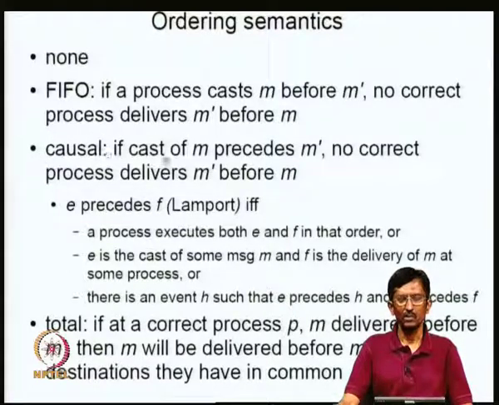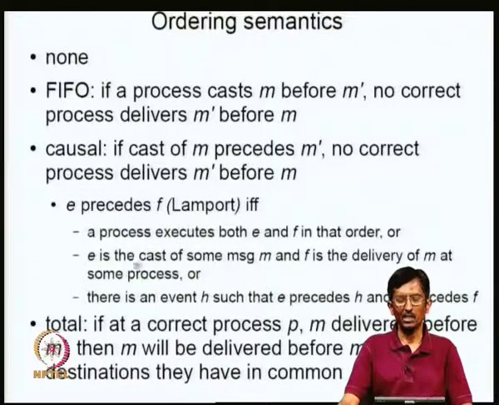What about causal? If the broadcast or multicast of M precedes M prime, no correct process delivers M prime before M. Now, there is a notion of precedence. I think last time we mentioned that there is a way to order events in a distributed system that is due to Lamport. We went through it a bit last time. Basically, all it says is that if, for example, a process executes E and F in that order, then E is before F, so E precedes F. Either that, or we are talking about messages in a system.